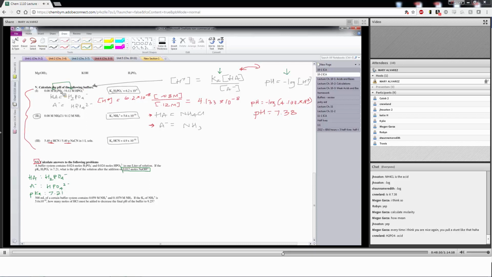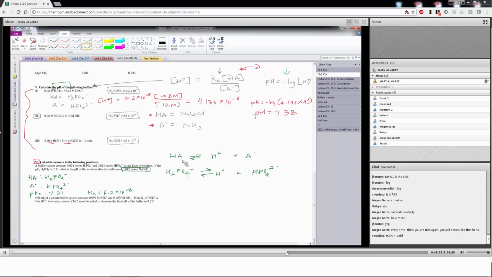But you also see it's the same system I had up here. So if I wanted to use just the Ka, I could do that. 6.2 times 10 to the negative 8th. Okay. So this is kind of initial conditions. So let's write this out so we can see what's going on. My acid, my HA always dissociates to form my H plus and my conjugate base, right? So if my HA is H2PO4 minus, I could say I have H2PO4 minus dissociating to form the H plus and the HPO4 2 minus.